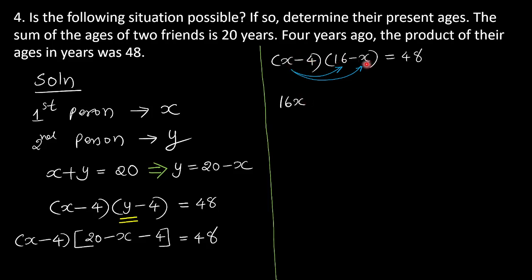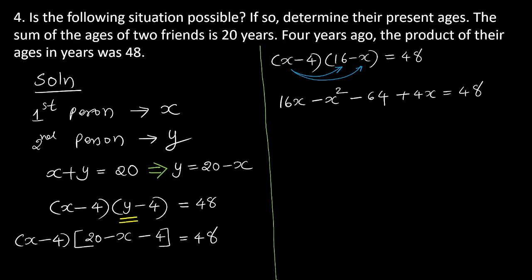Then x into minus x is there, correct? x into minus x will be minus x square. Now shall I draw the arrow? No, not required. Then minus 4 into 16, open again. Minus 4 into 16, minus 64. And minus 4 into minus x is there. Minus 4 into minus x is plus 4x, equal to 48.